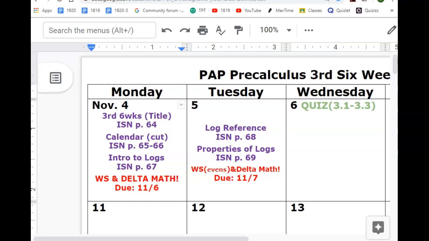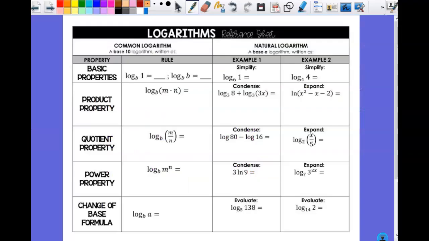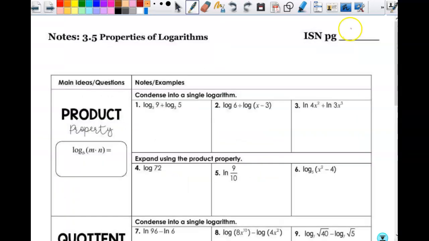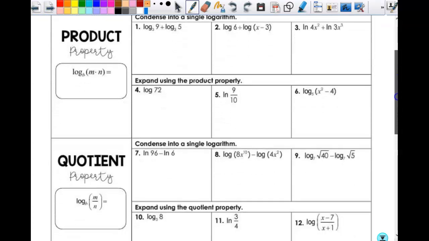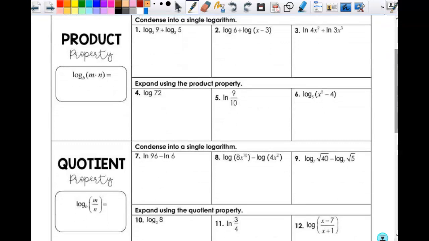All right, so we're going to actually start with properties of logs, which is on page 69. And this will be a total review if you were in pre-AP Algebra 2 last year. It will most likely not be a review if you were in on-level. It's probably going to seem brand new to you.